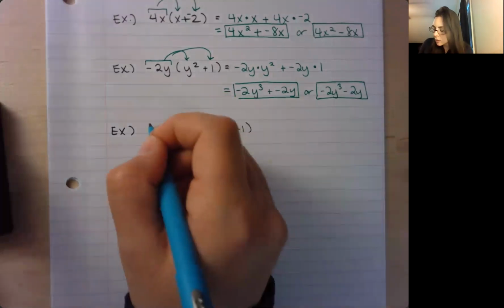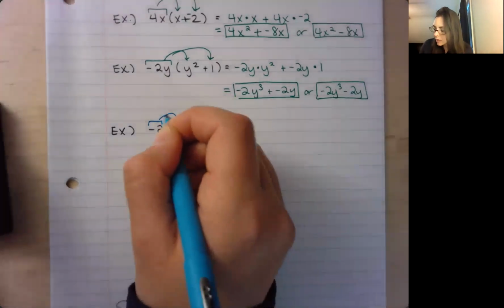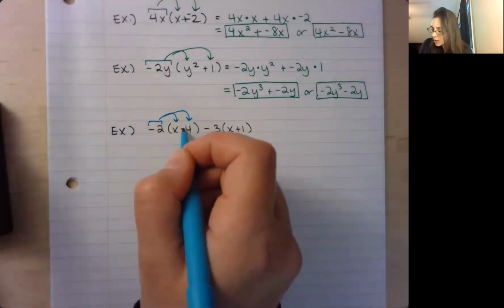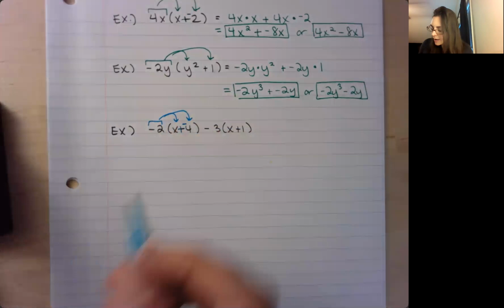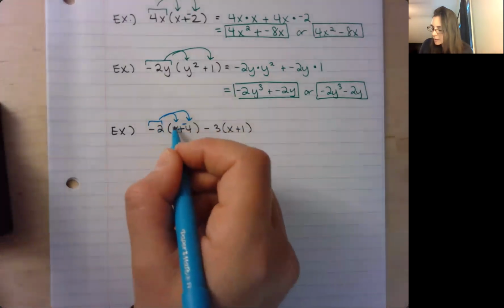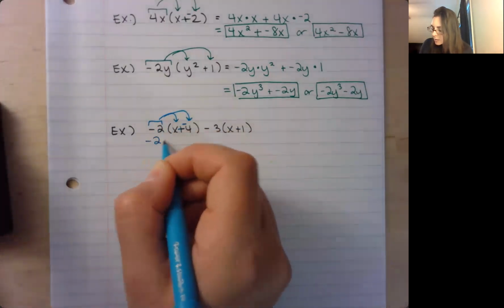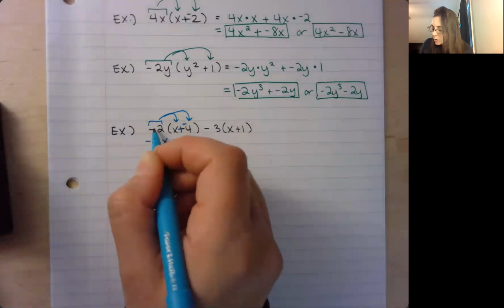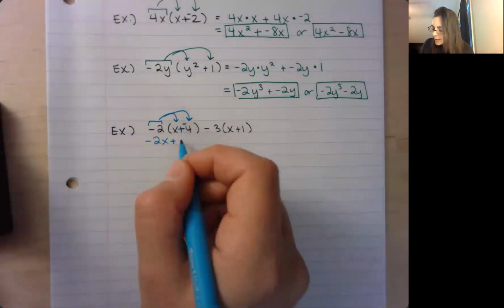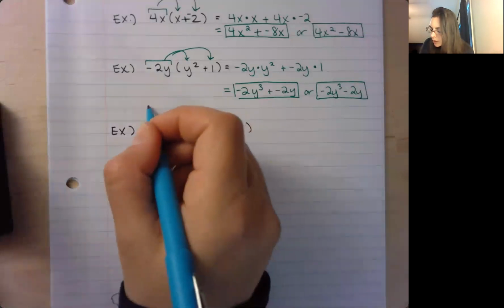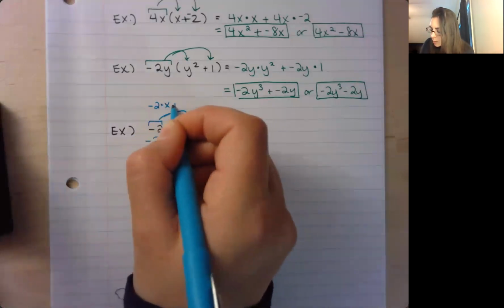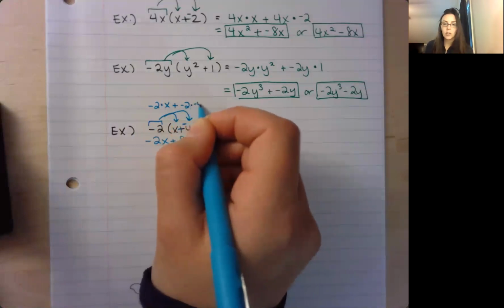So here I have a negative 2, and I'm just going to start through. I'm also going to take this minus sign and change it over to adding a negative 4. So I have negative 2 times x, which is negative 2x, and then negative 2 times negative 4, which is positive 8. If that's going too fast for you, then you're going to just slow down a little bit. You're going to write out that intermediary step.